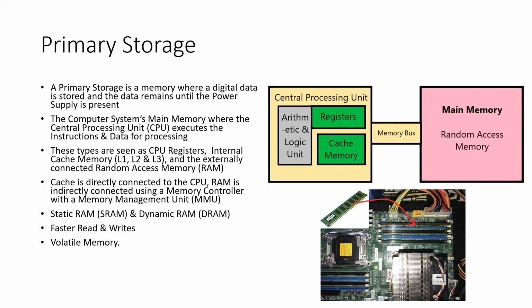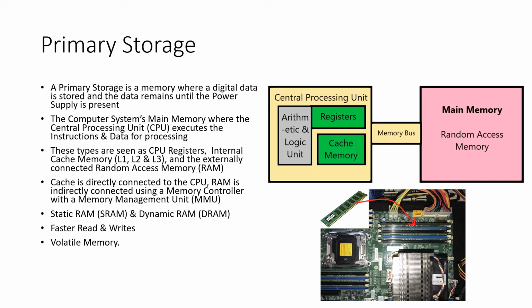What is a primary storage? A primary storage is a memory where digital data is stored and the data remains until the power supply is present. It is the computer system's main memory, where the central processing unit, CPU, executes the instructions and data for processing.